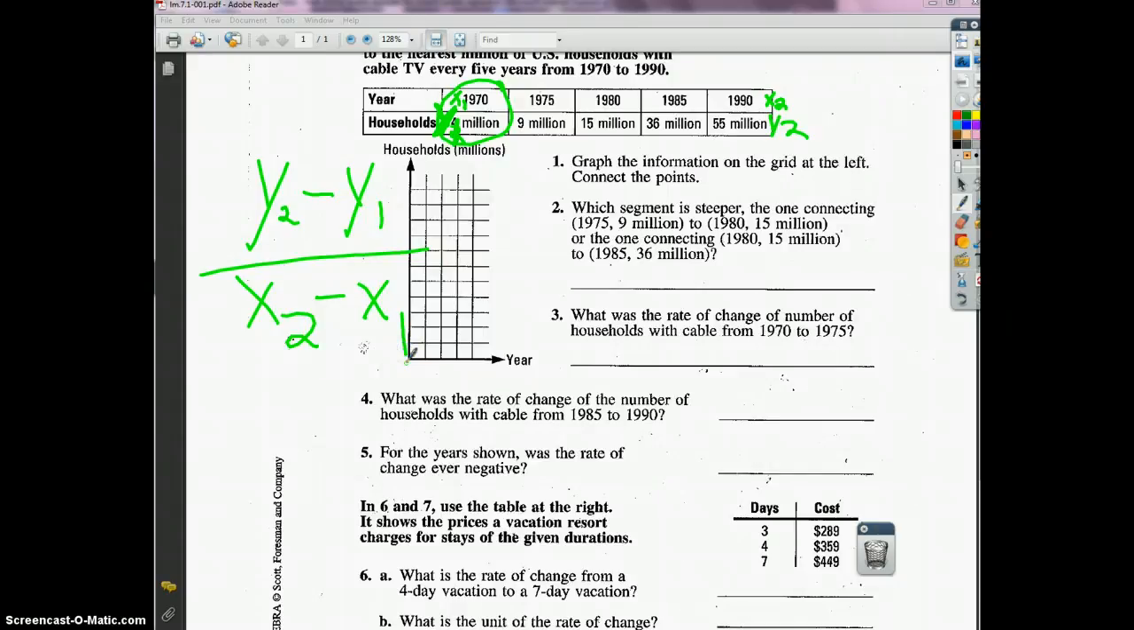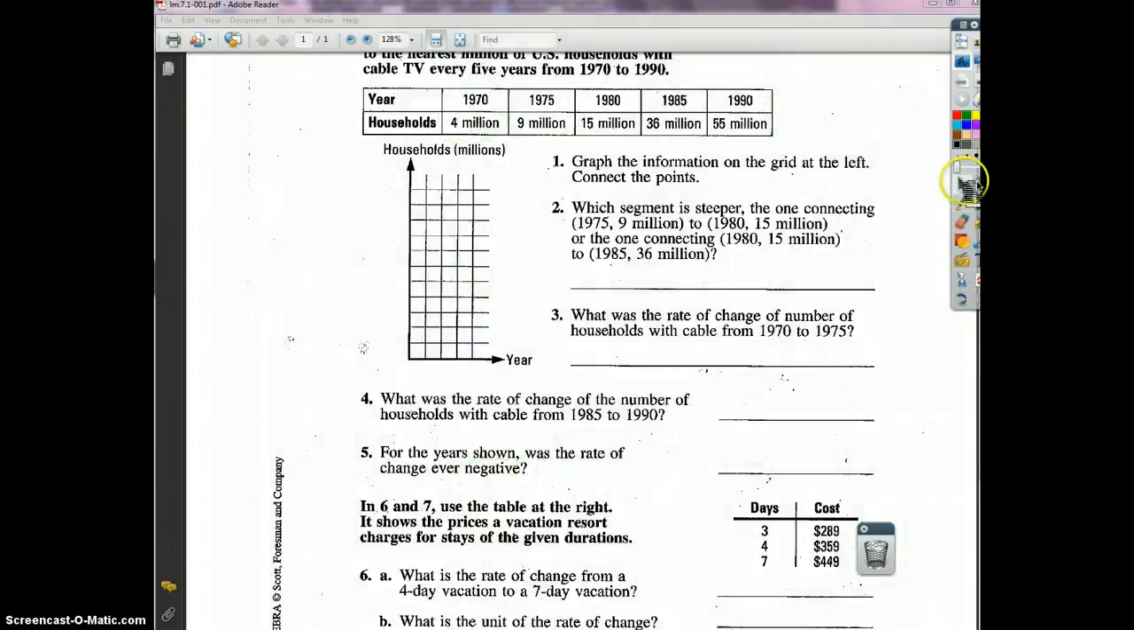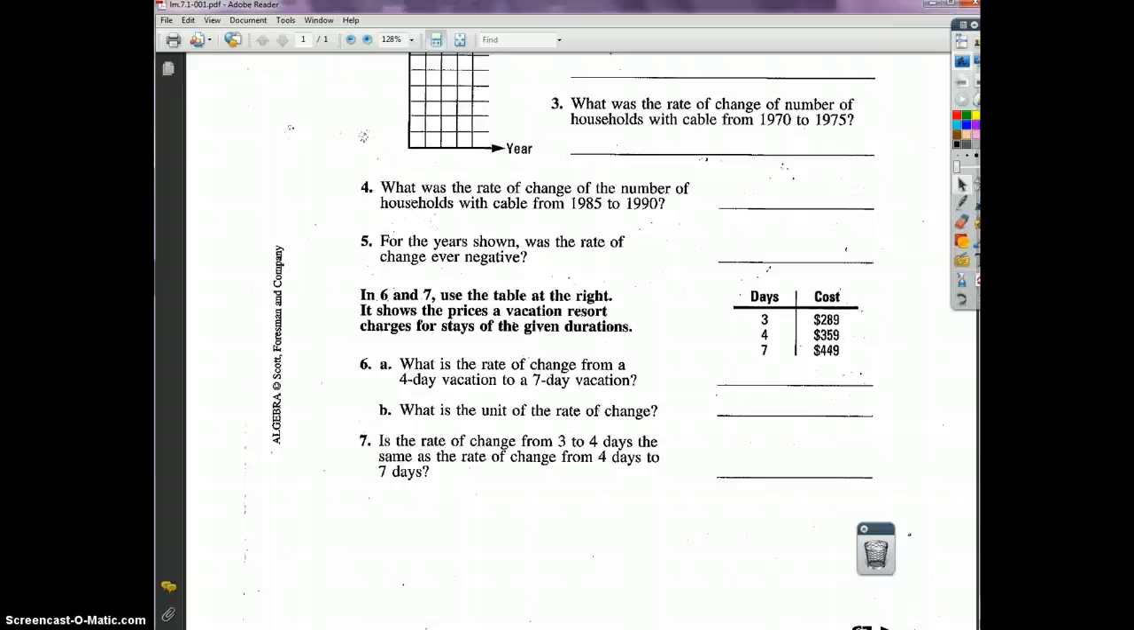For the years shown, was the rate of change ever negative? In other words, on your graph, if it goes up, that's always positive, but if it goes down, it means the rate is going down, which means negative. So just see if anything is ever going down. The rate of change is changing. Oh, we already did that.